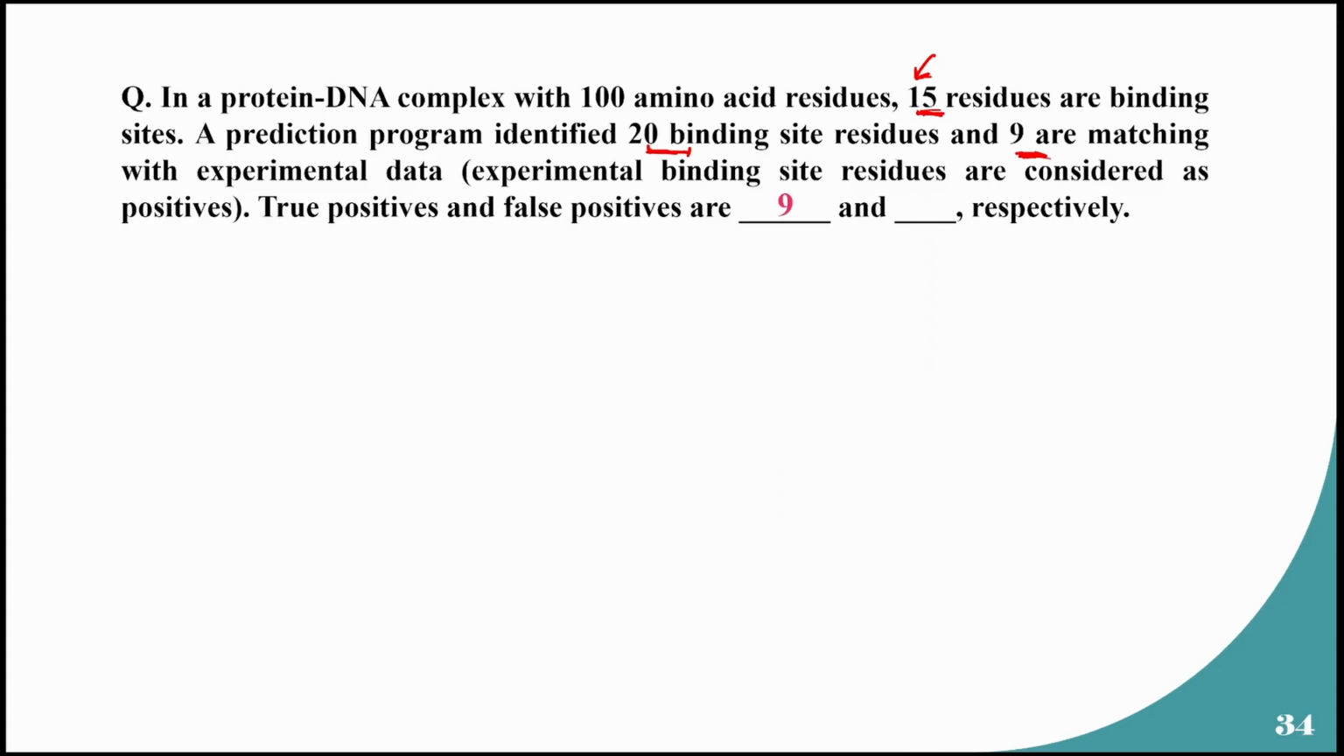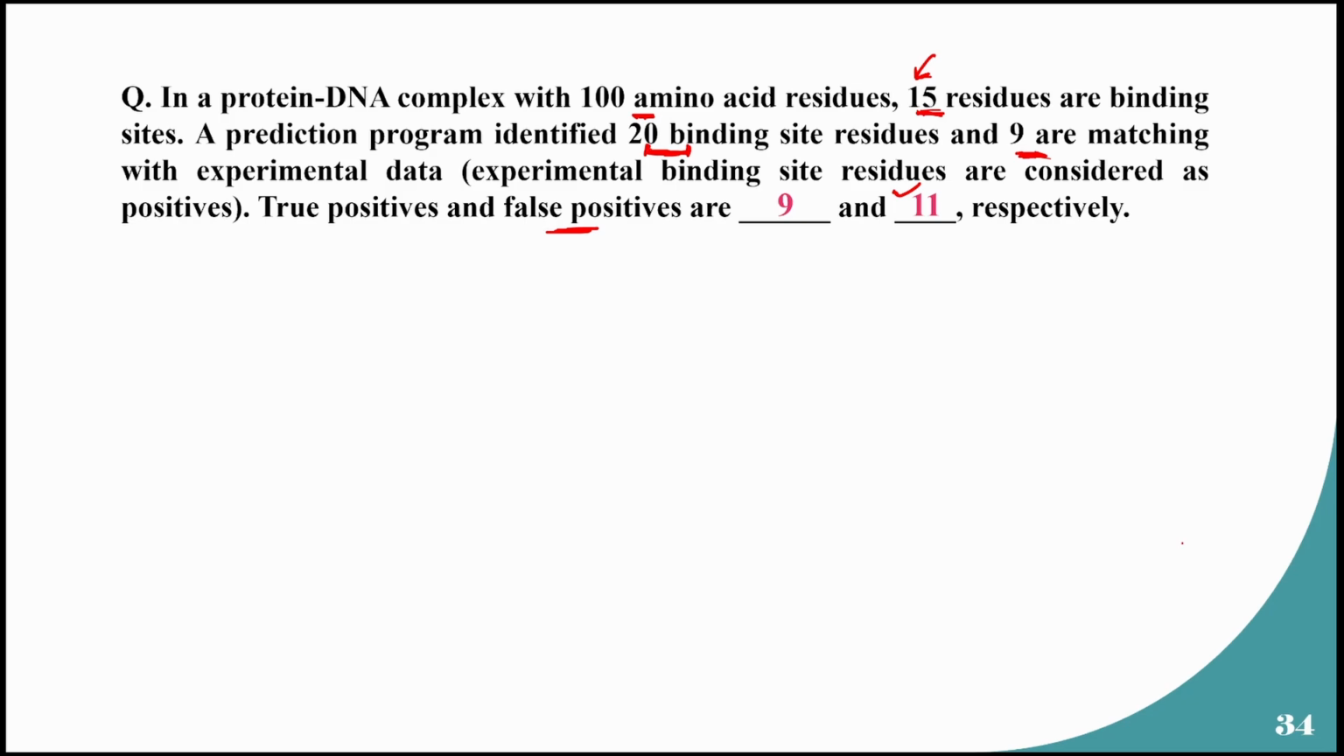Yeah, so exactly. Not 9 and 5, 9 and 11. So 9 will be, of course, the true positives because 9 are matching with the experimental data. That means it was actually binding site residues and the program is also identifying it as binding site residues. However, the other 11 amino acid residues, which are part of the predicted 20 by the program, are not actually binding site residues, but they are flagged as binding site residues. So those will be false positives. So in this case, 11 will be the number of false positives. So 9 and 11. Okay.